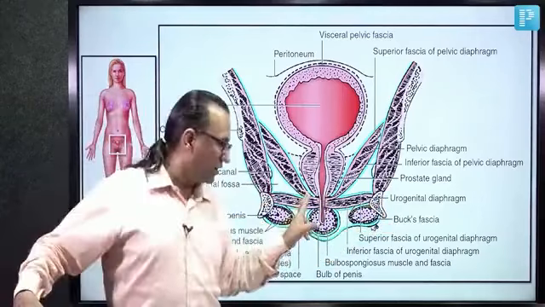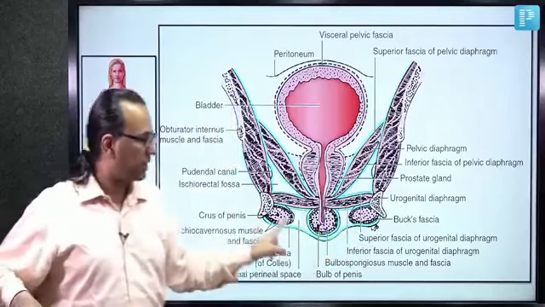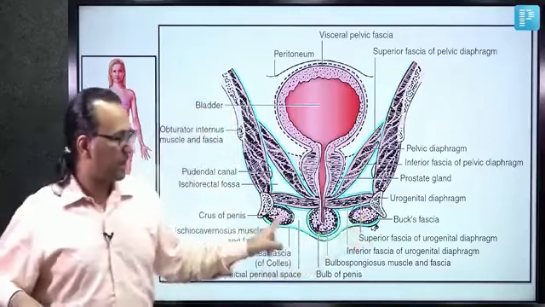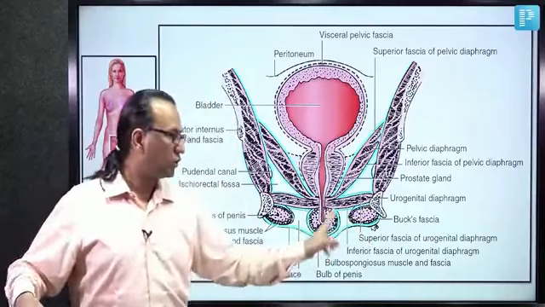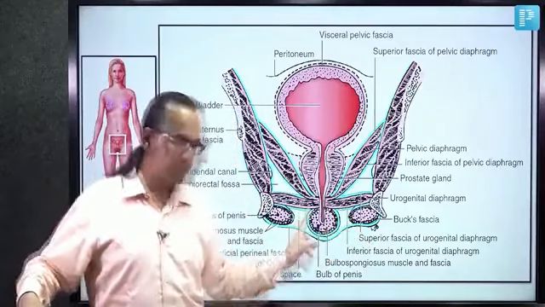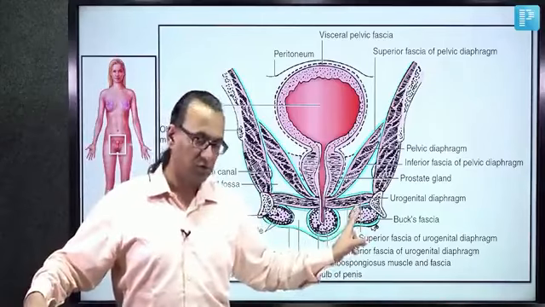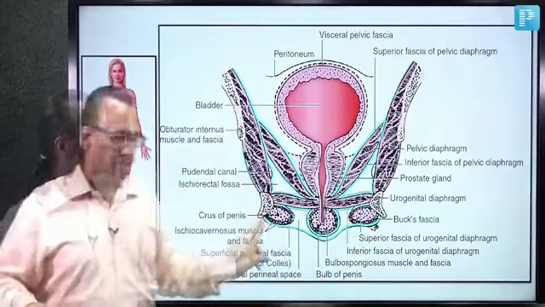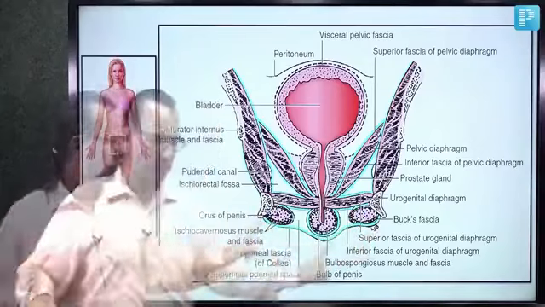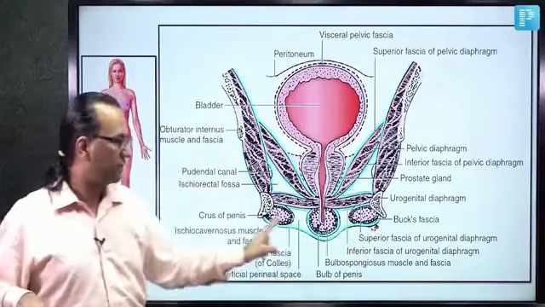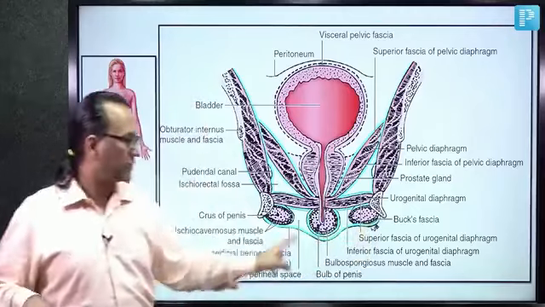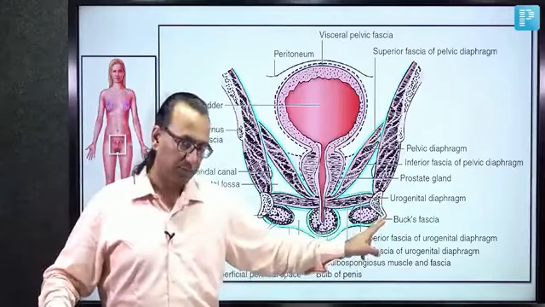If we go slightly below, then we have the superficial perineal pouch having some muscles. This is the bulbospongiosus muscle around the bulb of the penis. There are other muscles also, like the ischiocavernosus, which is a lateral muscle and does not come to the midline. And the most superficial structure will be the skin, under which we have the Colles fascia. Colles fascia is the floor of the superficial perineal pouch.